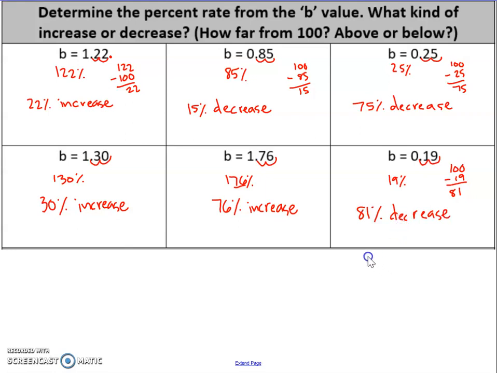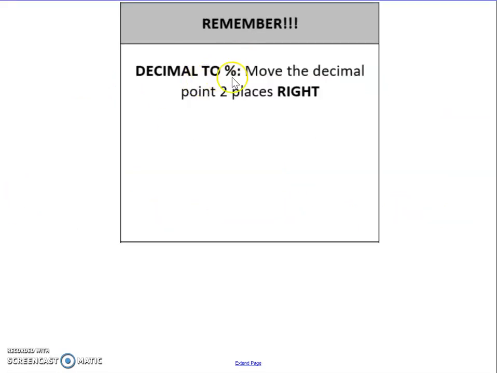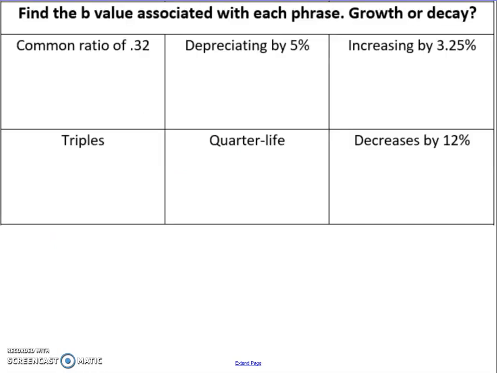Okay, that's it. So if it gives me my equation, if I know the growth factor, I can find my percent increase or decrease depending on how far that percent is from 100. Remember, when we go from decimal to percent, we take the decimal and move to the right. Now, what if we're asked to find the B value?